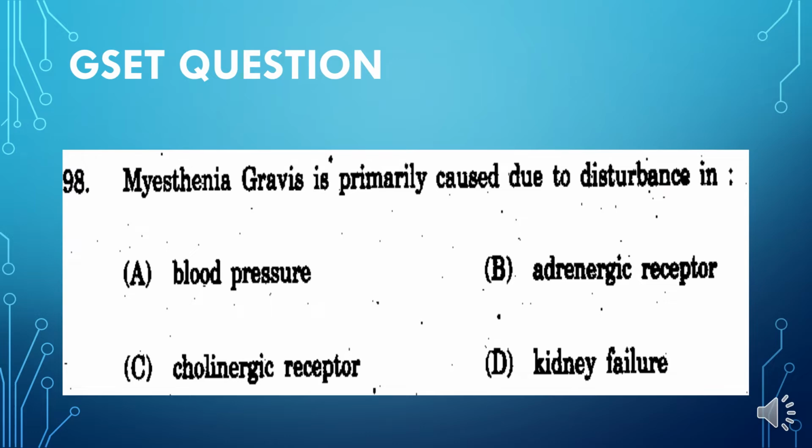This is the GSET question that I was talking about. Myasthenia gravis is primarily caused due to disturbance in the blood pressure, adrenergic receptor, cholinergic receptor, or due to kidney failure. I'll be discussing Myasthenia gravis, and later on I'll be solving it at the end of this video.